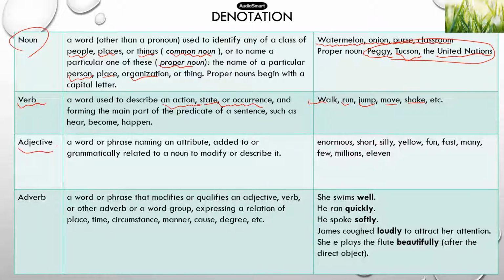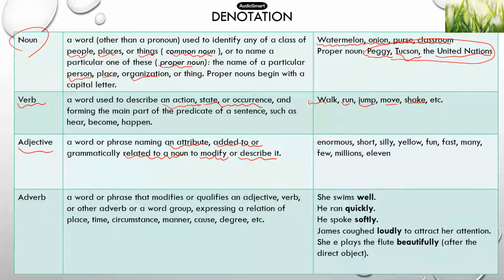Next one is adjective. So adjectives are usually used to name an attribute added to or grammatically related to a noun to modify it or describe it. So remember, adjectives are used to describe the noun or modify the noun. So it usually tells you a specific attribute of the noun.